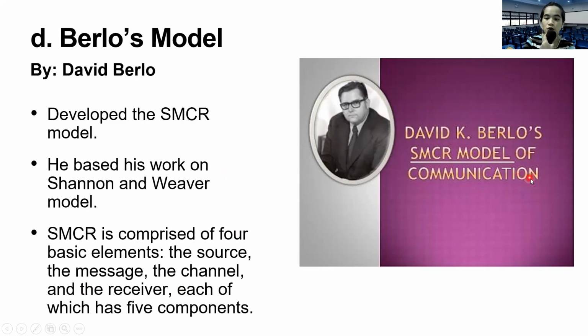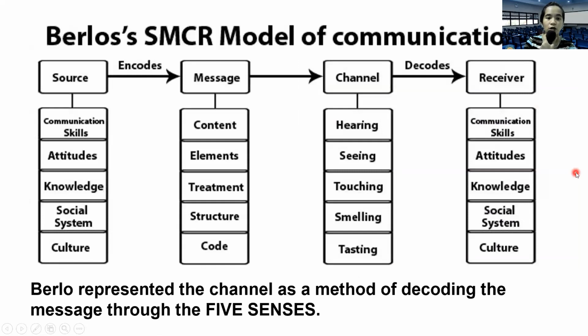Let's see what Berlo's model is. We have here the model. What's unique with Berlo's model is that you have the 5 senses for the channel. You can use your senses. For example, when someone is speaking, you can just nod, you could touch that someone, and maybe you can use eye expression. So here's the model of Berlo.